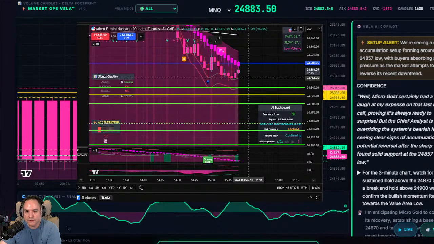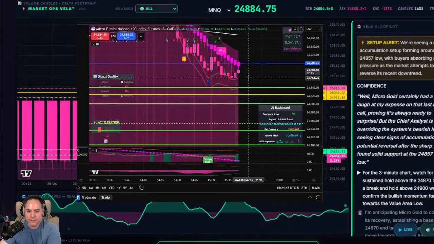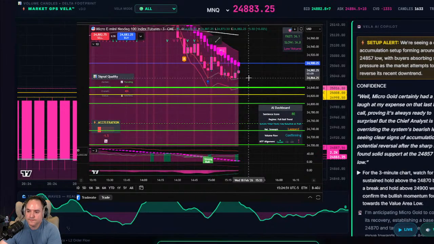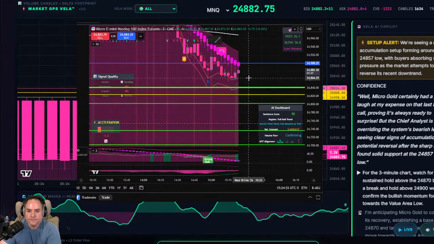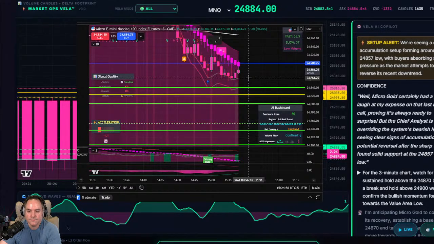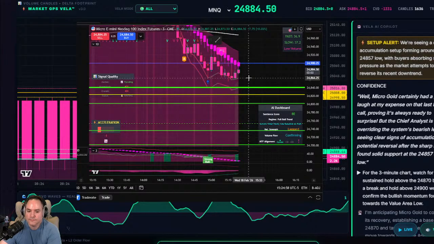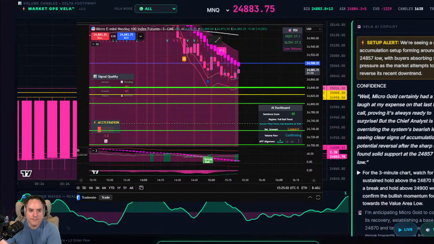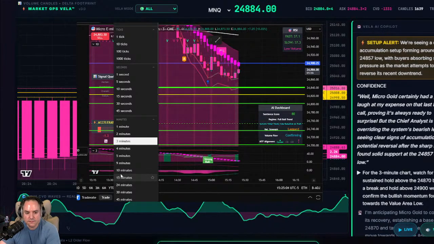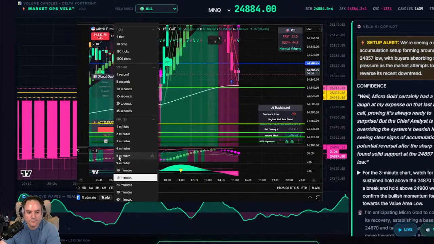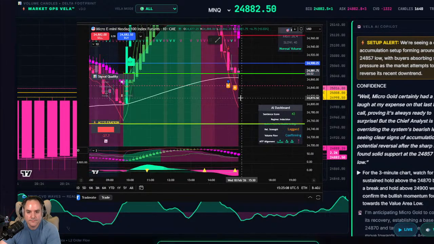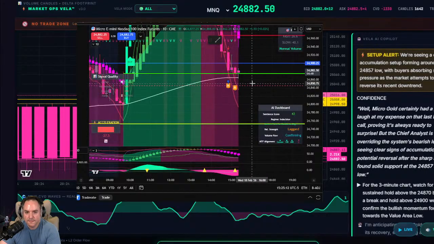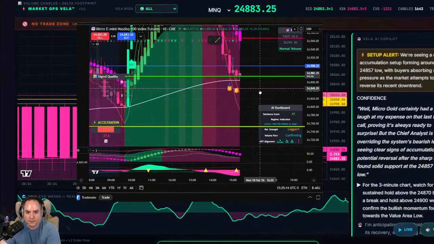Again, I am looking to short this thing if we can get up to the 24.9. Let's get back to the 10-minute. I want to see what's happening there. So we bounced off the 200. Kind of bounced off this support here.